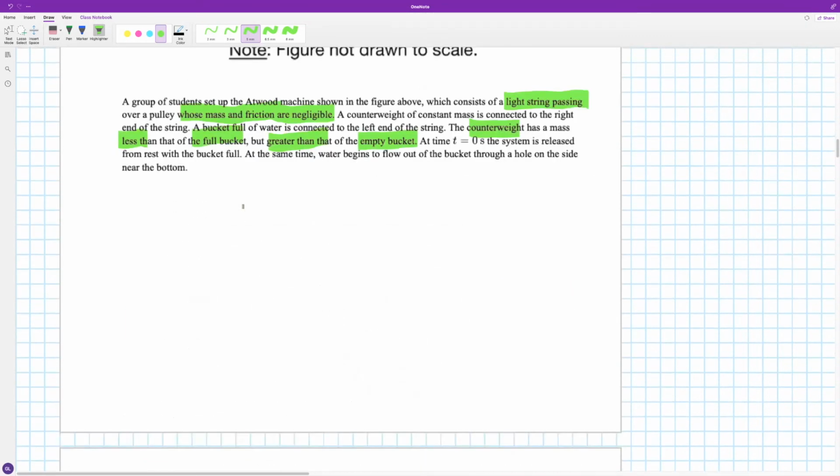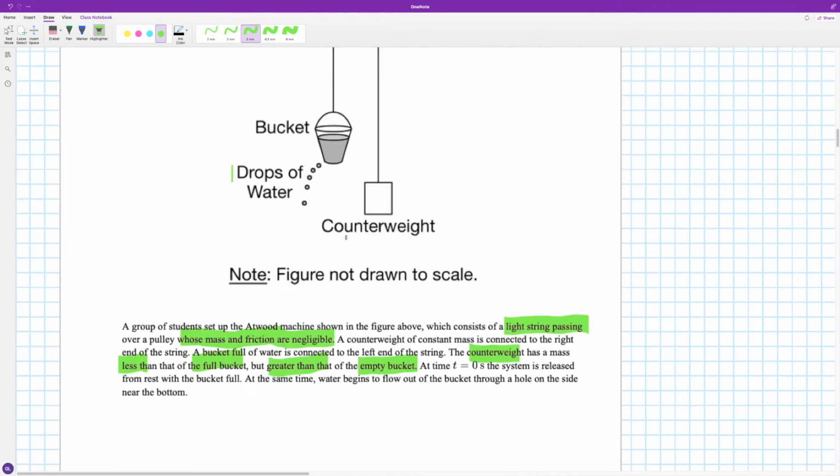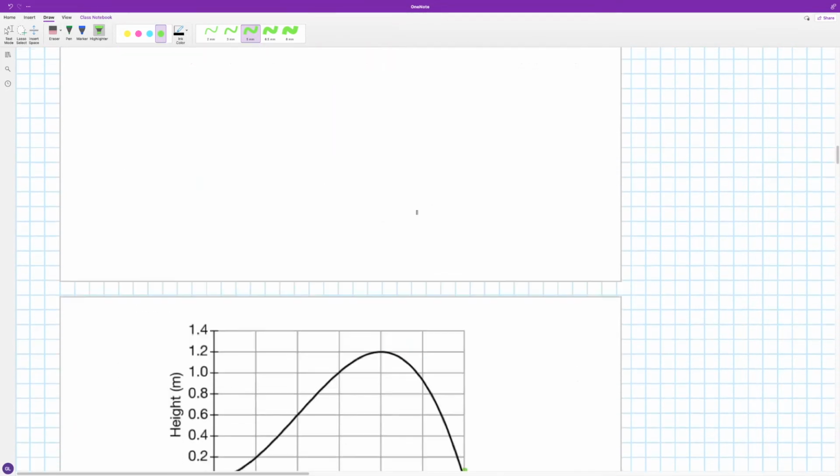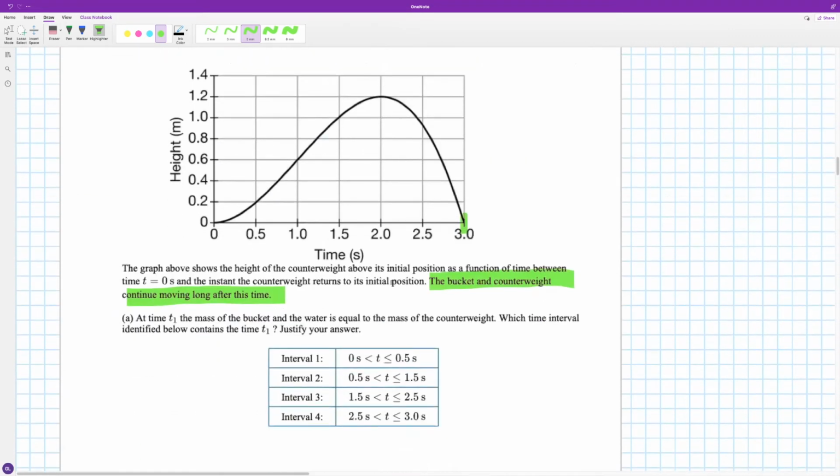So if we look at this, I am going to assume the counterweight did not start on the floor. Because if it did reach its starting position and it started on the floor, right? Because we are told that it returns to its initial position. This is the height of the counterweight above its initial position. So this is essentially displacement, not the true height or the final position graph, okay? So this is the relative height above where it started.